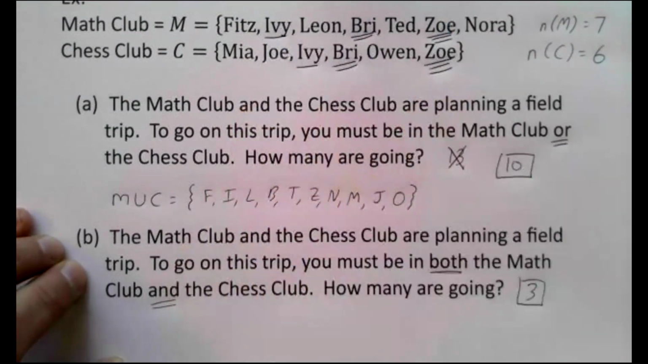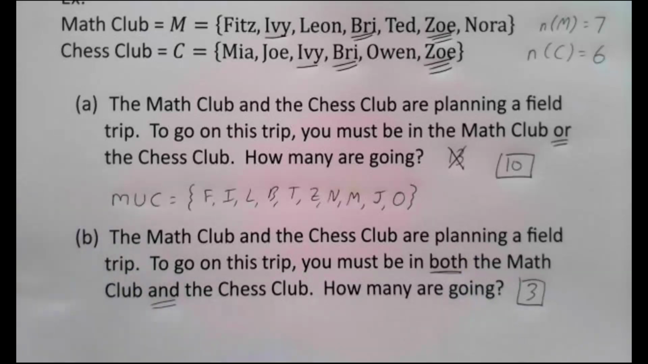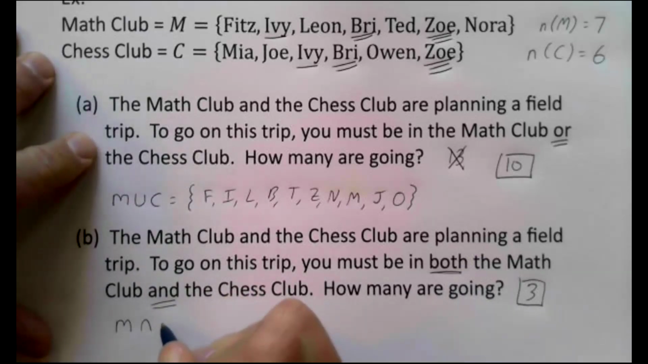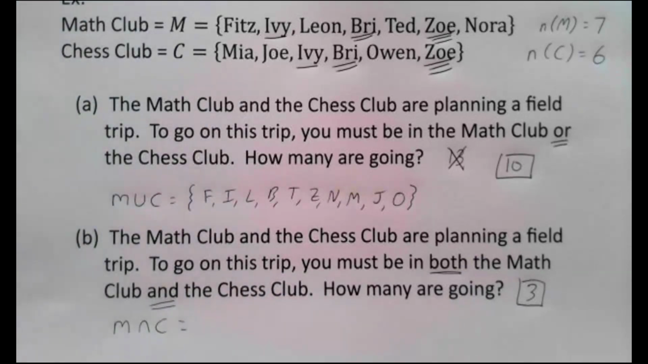Those are the 3 people that we underlined up here, Ivy, Bree, and Zoe, right? Ivy, Bree, and Zoe are the only people that are in both math club and chess club at the same time. They are in what we call the intersection of the 2 sets. So what we're talking about here, I didn't really ask for it, but what we're talking about here is the intersection of these 2 sets.